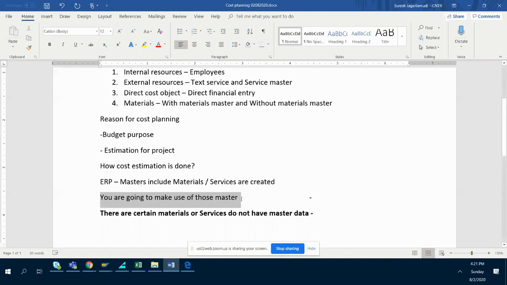So you are going to make use of those masters, where the services and materials already exist. That's what you are going to make use of. In which case is this applicable? First question is that, and the next question is in which case it is not. First question: IT projects also, because the first one is MTO, the second one is ETO.